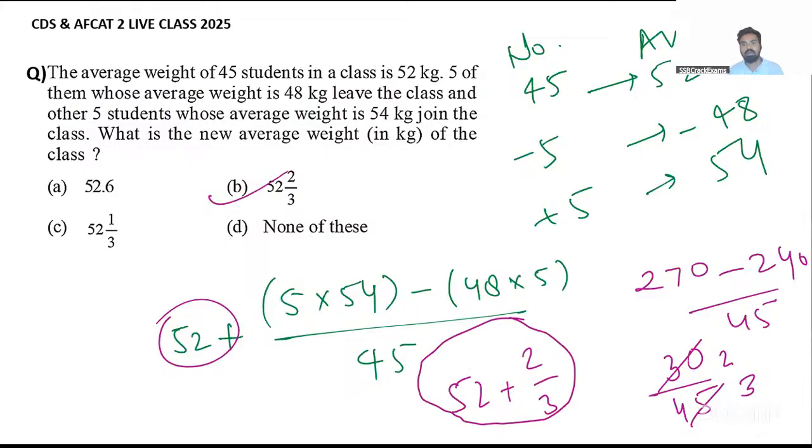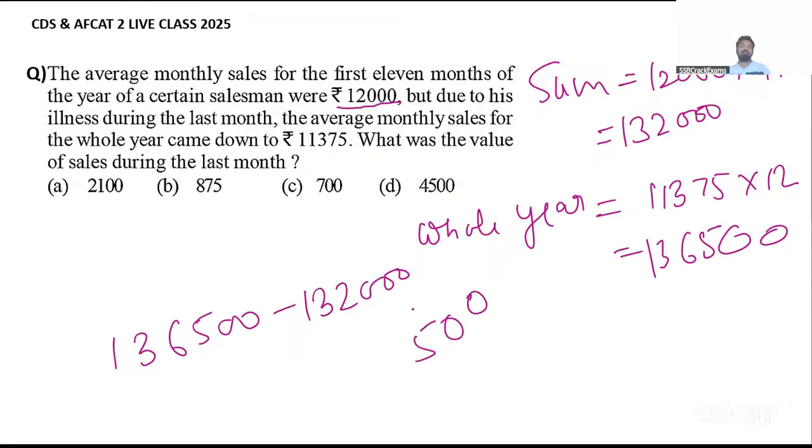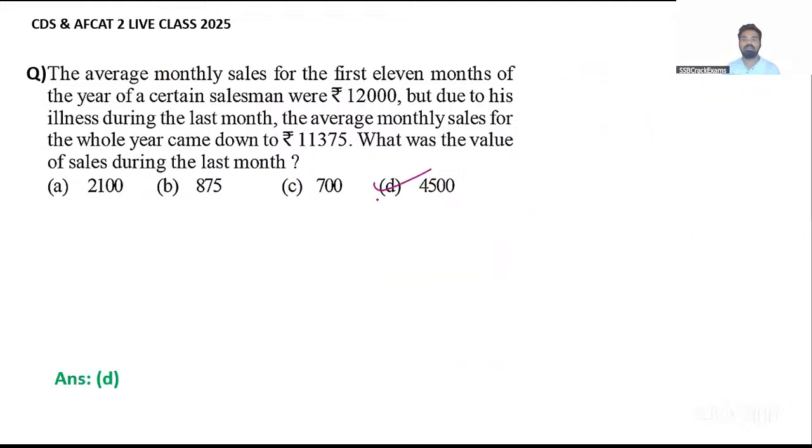Okay. All right. So the sum for 11 months is this and for the whole year it is this. What was the value during the last month? So just subtract. Nothing to worry about. We have the amount for 11 months and the amount for 12 months. So what was the amount in the 12th month? Subtract 11 months from 12 months. So that's the final answer, and it is only in option number D. We need not even solve the whole thing. This was a very easy question.